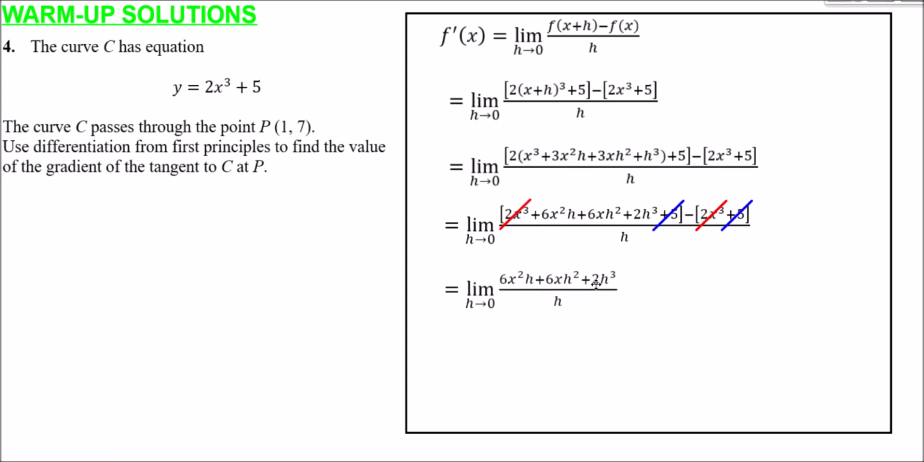We have this. So we can divide through all of this numerator by h. So 6x squared h divided by h will just give us 6x squared. 6x h squared divided by h will give 6xh. 2h cubed divided by h will give 2h squared.